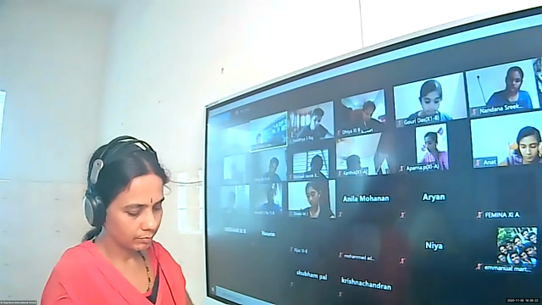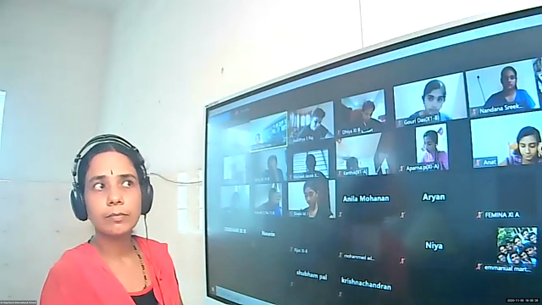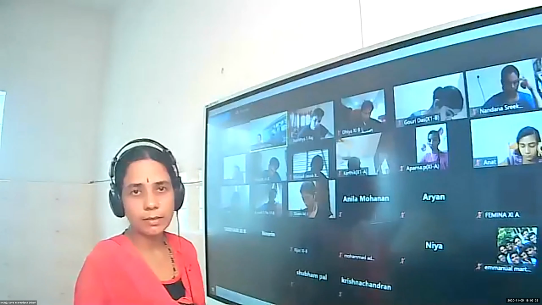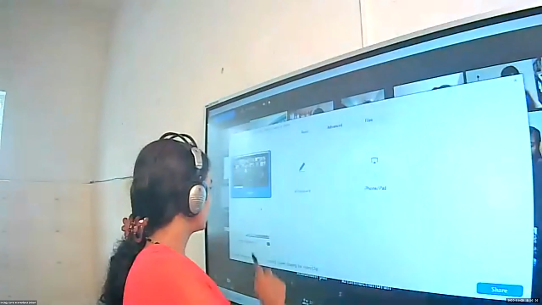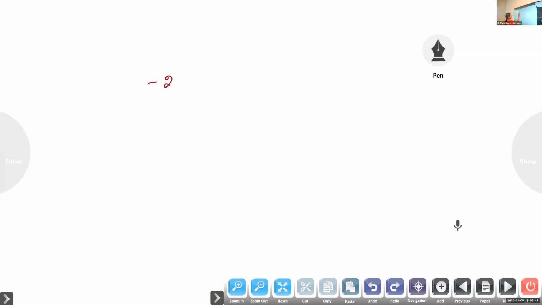Next question. Does the point minus 2.5 comma 3.5 lie inside, outside, or on the circle x square plus y squared is equal to 25? Does it lie inside, outside, or on the circle?